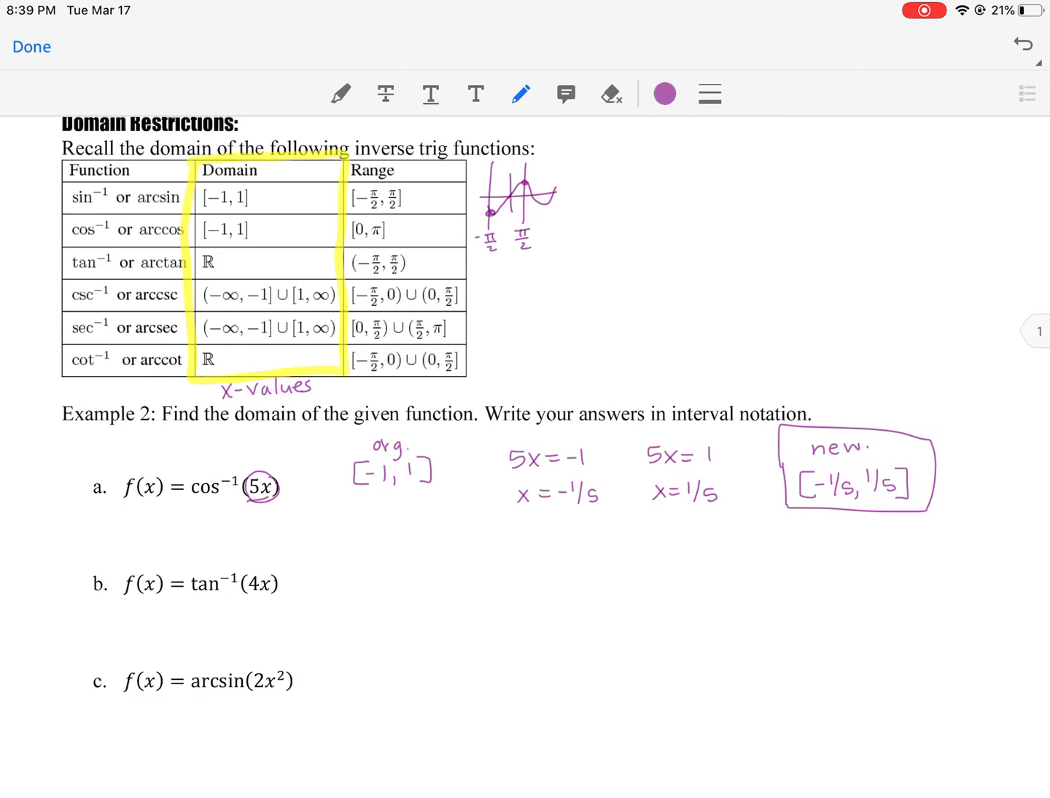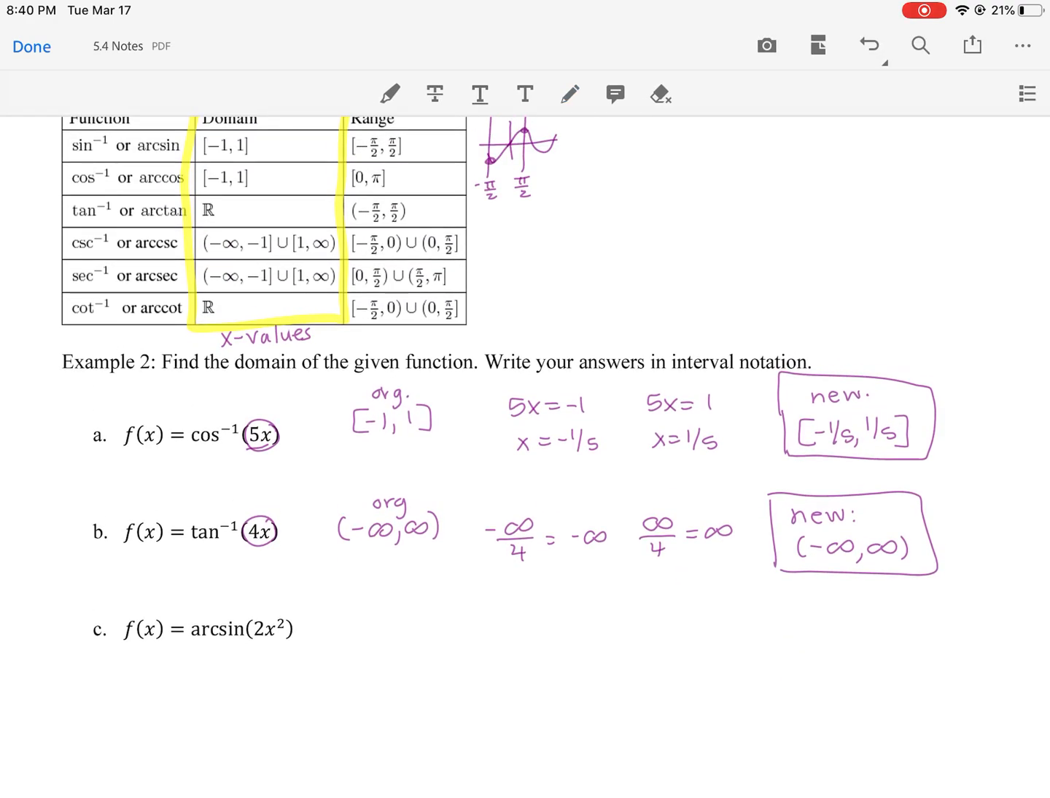So even with tangent, same idea. You think about taking the original domain, and in this case, rather than multiplying by 4, we would divide by 4. But your original domain is all real numbers. So even if we think about taking negative infinity and dividing it by 4, you still get negative infinity, right? Same thing with infinity. Infinity divided by 4 still gives us infinity. So your new domain is still going to be negative infinity to infinity.